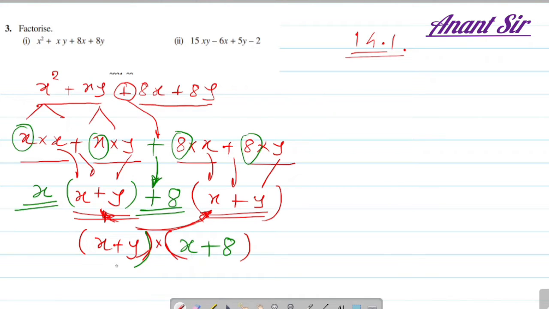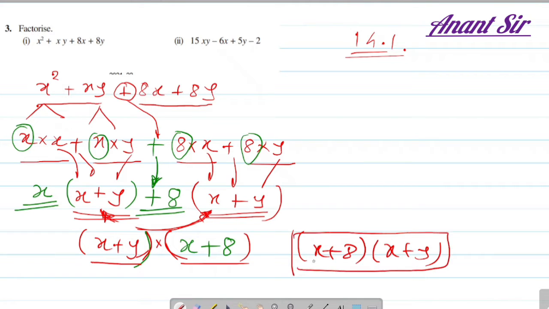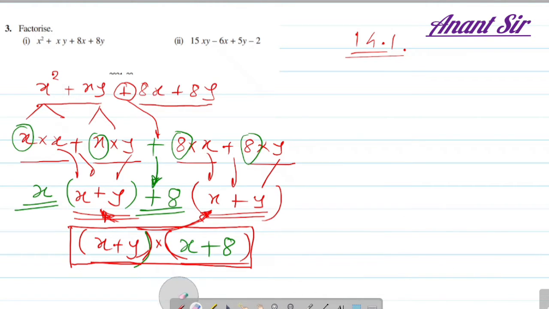So whether you write the first bracket or the second bracket first, it does not matter. A into B is the same as B into A. Many times students cross check the answer given at the end of the book, and they see that in the answer the x plus 8 bracket is written first and x plus y is written second. Some students may consider that their answer is wrong, because in their answer the x plus y bracket is first and x plus 8 is second, but there is multiplication between them, so it does not matter. I hope you have understood the question. Let's see how to solve the second question.